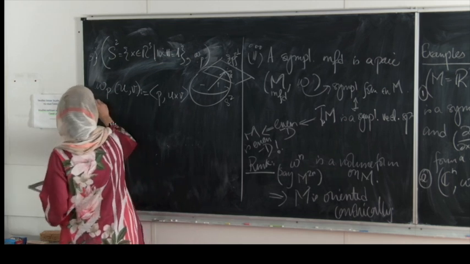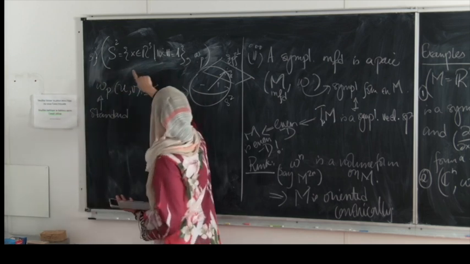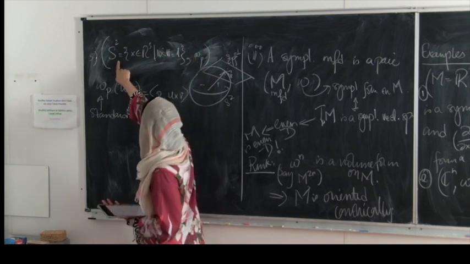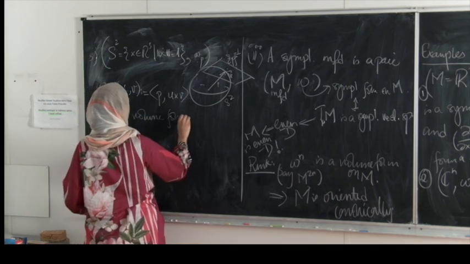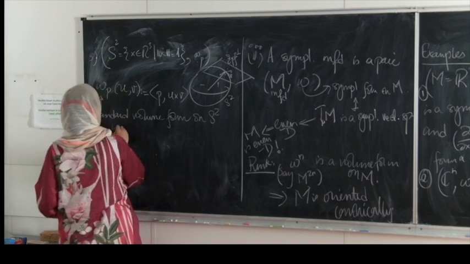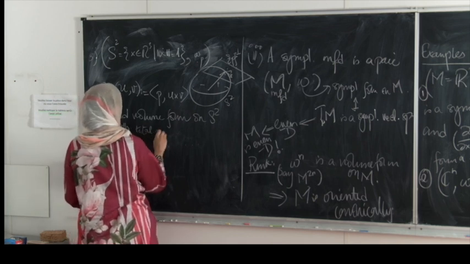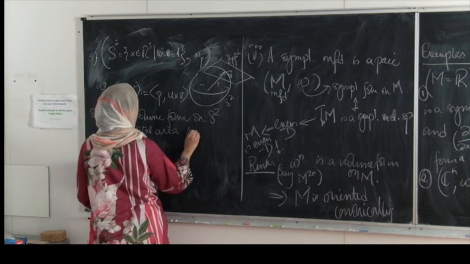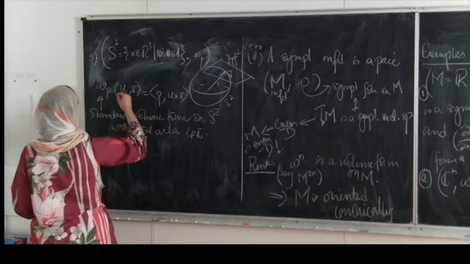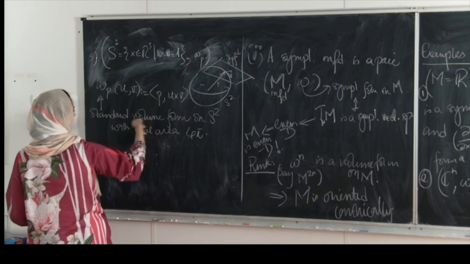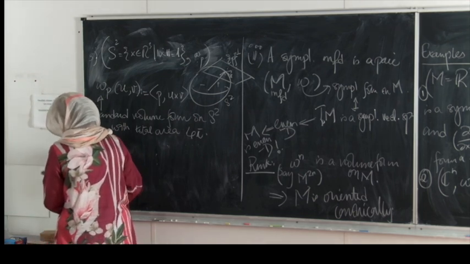This is already a top form, since S^2 is a two-dimensional manifold. So this is the standard volume form on S^2 with total area, because it's a unit sphere, if you integrate this, of 4 pi. And that's symplectic also, for dimensional reasons, because if you take its exterior derivative, you get 0 for dimensional reasons.